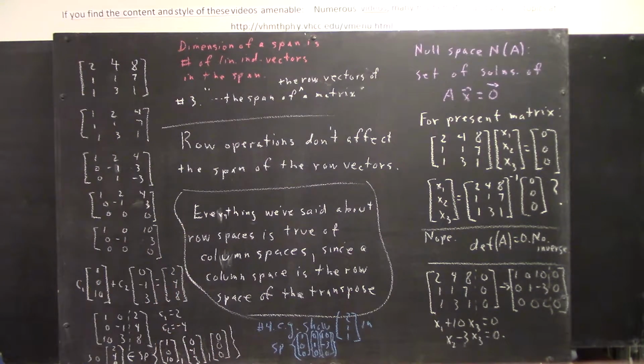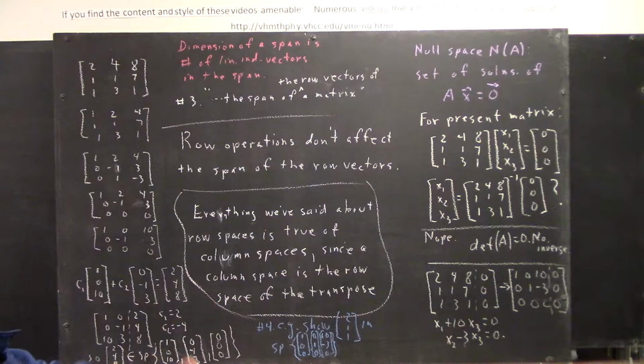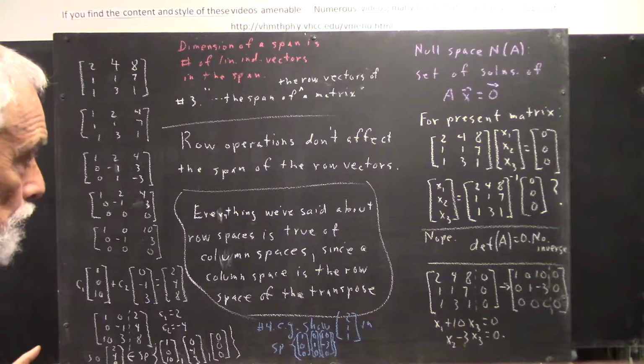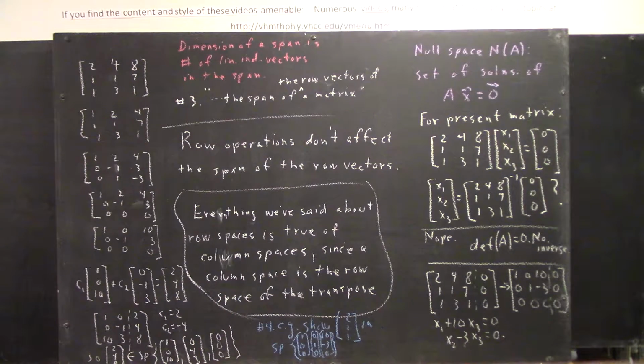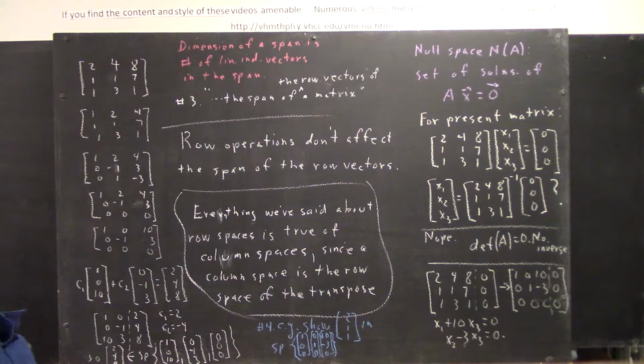Anytime you do an elementary operation on a matrix, you don't change the span of the set of row vectors. And there's a very straightforward, concise statement that we can make that shows why that is, and I'll discuss that in the next video.